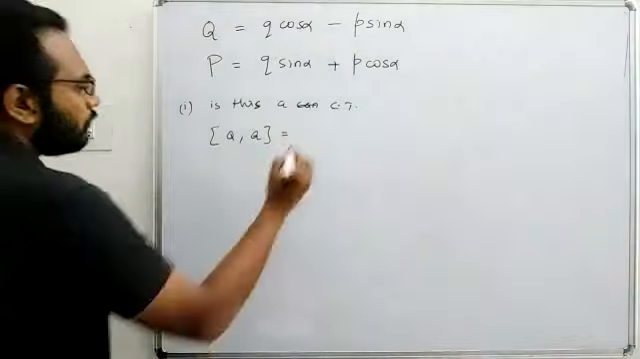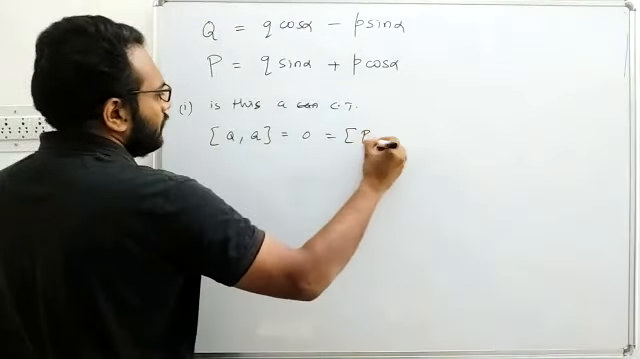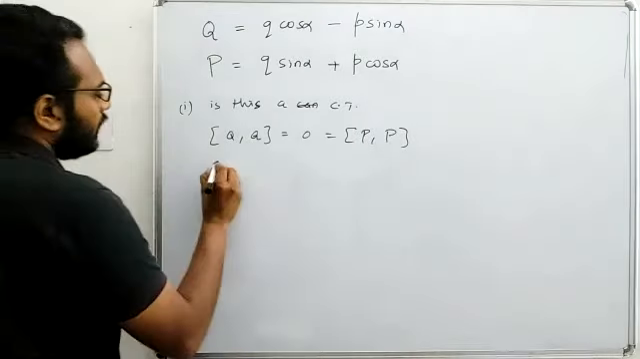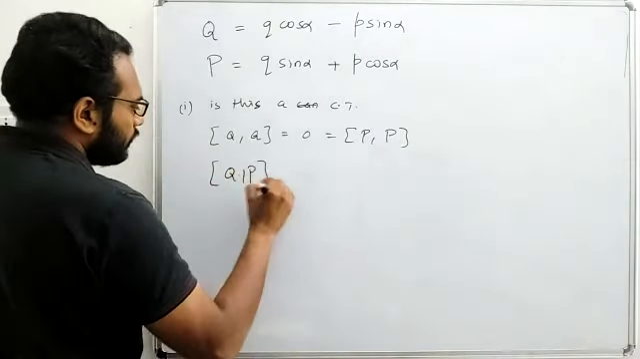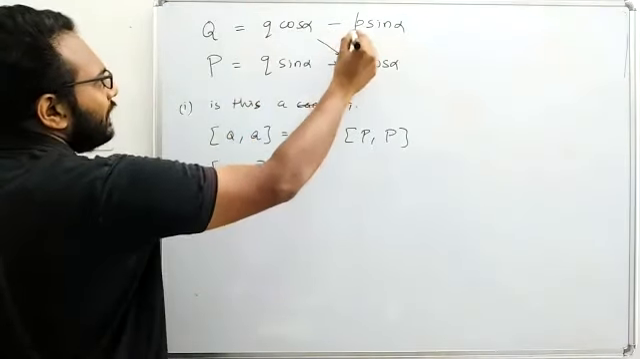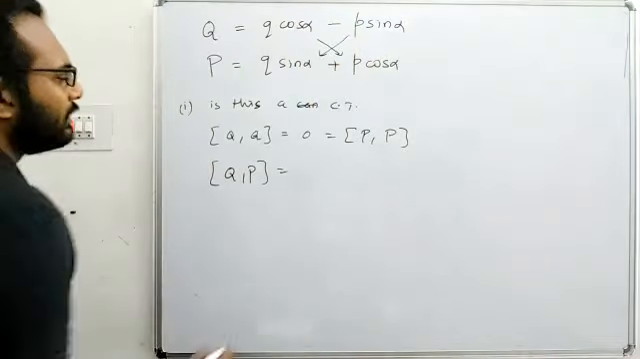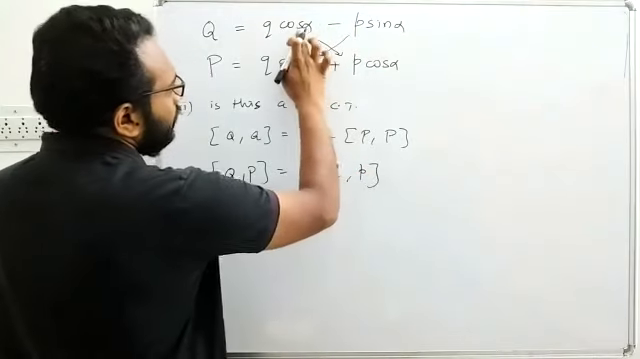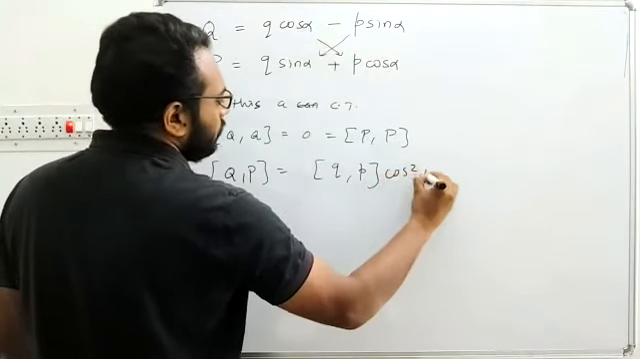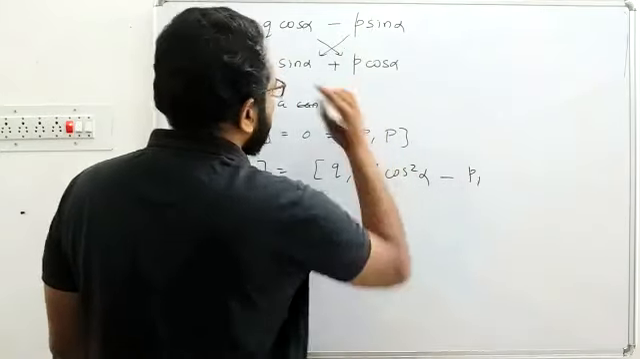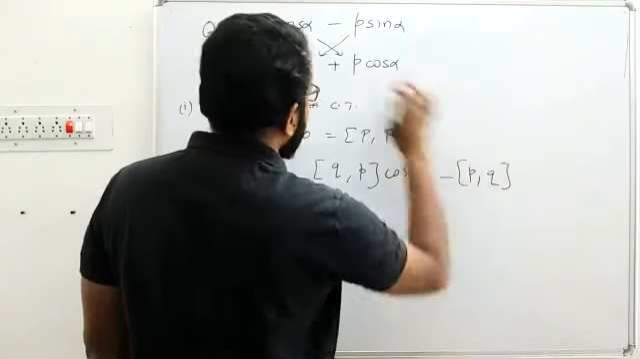So Q with Q is 0. This is also true with P, because these are the Poisson brackets of the same function with itself. By construction, we know that this is 0. Now, what about Q with P? This is very easy because this term has a non-zero Poisson bracket only with that term. So you see this is Q comma P. There's a cos alpha here and a cos alpha there, so that becomes cos square alpha, minus, here we have p with q, and here sine square alpha.